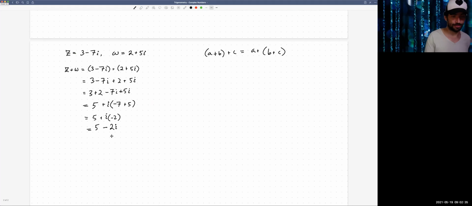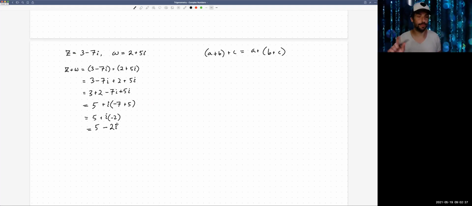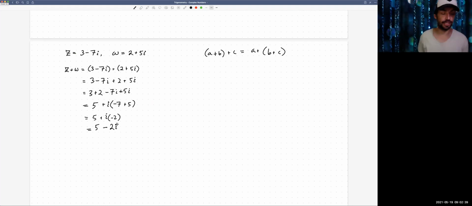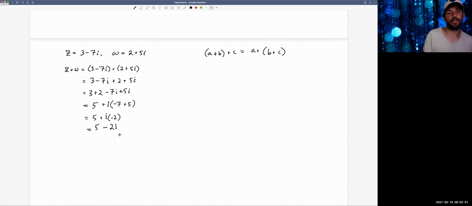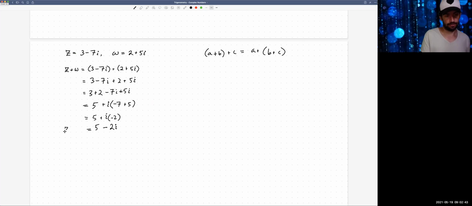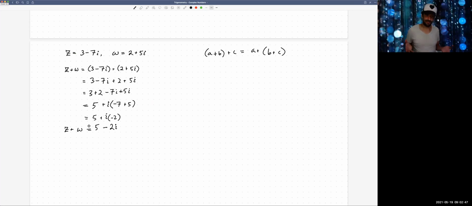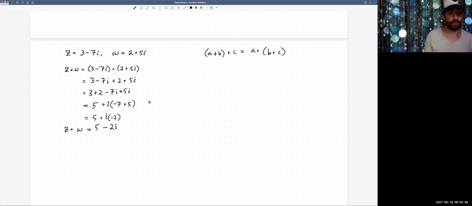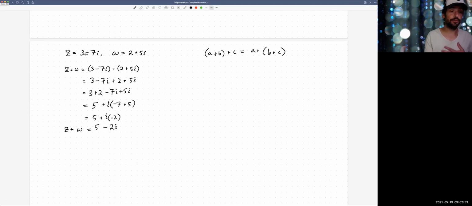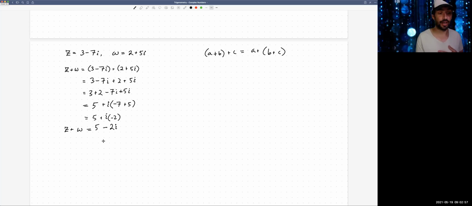When we have actual numbers, we tend to write i after. It doesn't really matter. That's the commutative property of multiplication. This just looks more correct to me. Notice what we got was a new complex number. The real part of z was 3, the real part of w was 2, the imaginary part of z was negative 7, the imaginary part of w was 5.